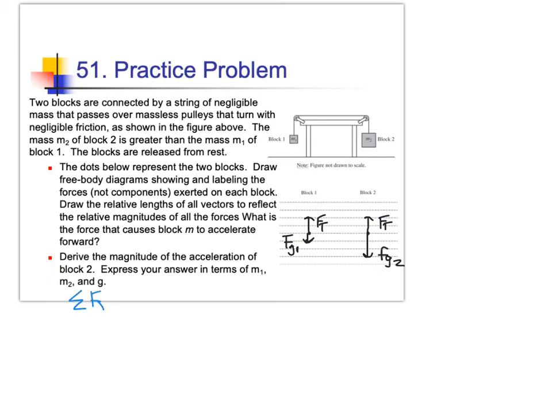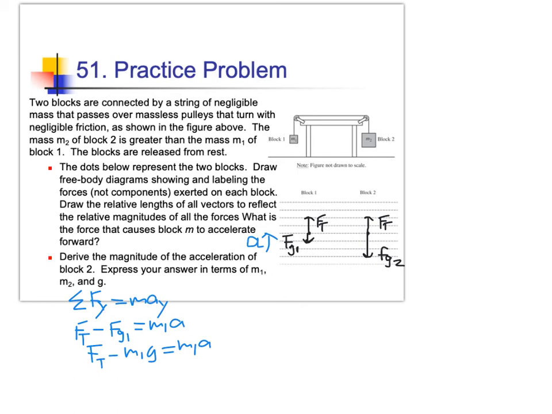Starting in the y direction, and this is going to allow me to derive an expression for that acceleration. So for block 1, which is accelerating up, I'm going to say that Ft is the positive direction, so Ft minus Fg1 equals M1A. So I can say Ft minus M1G equals M1A. So that's one equation I have.